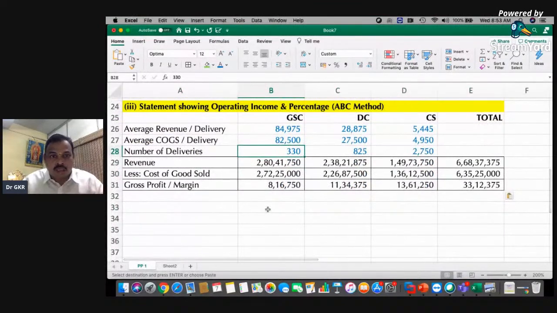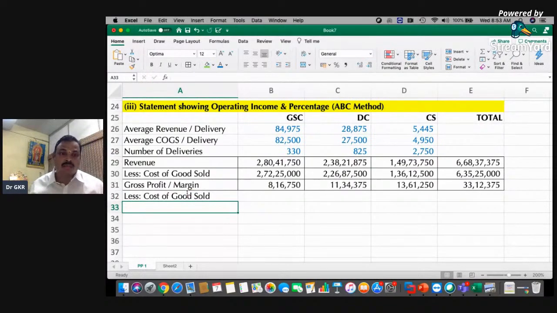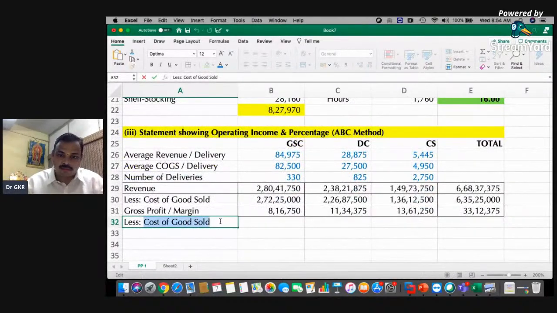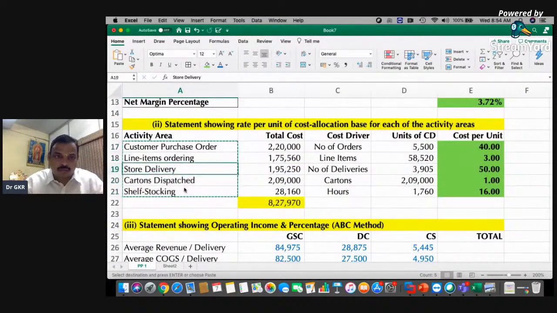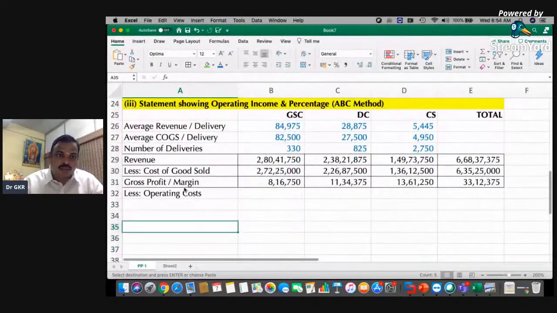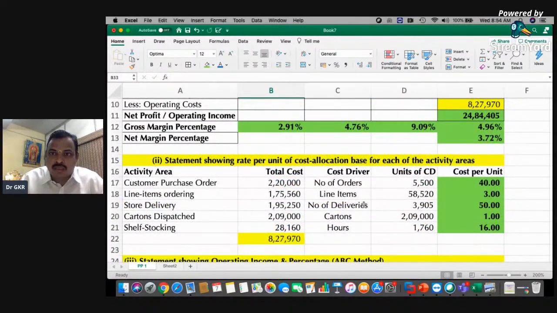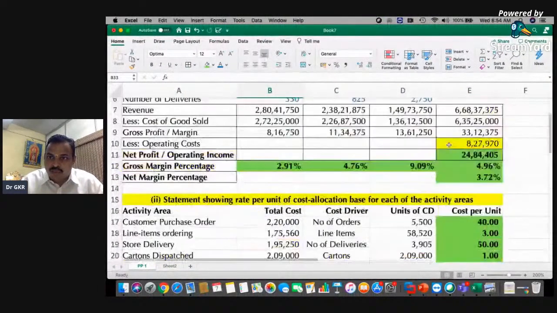So now you have got gross margin less. So what you have to subtract now, guys? You have to subtract your operating cost. Now your operating cost, you have 5 items. What are those 5 items? These are your 5 items. So let us distribute that. So how many you have actually in this question? The number of orders is 385, 990 and 4125. So you need to actually distribute your per unit cost.